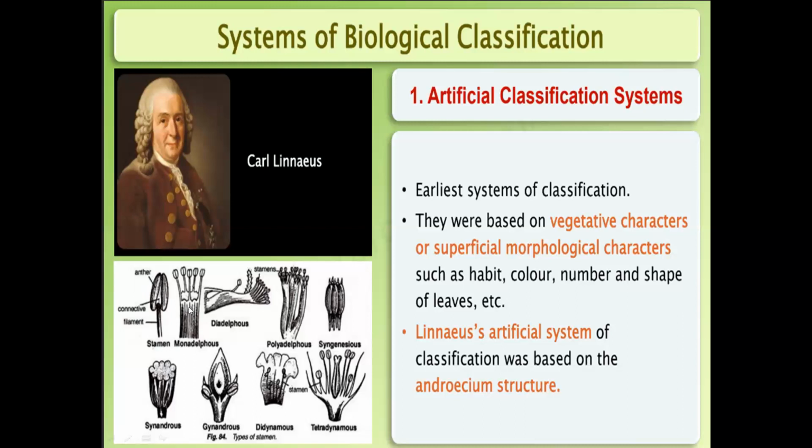Now it can be monoadelphous, meaning all the stamens are joined as one. Then we have diadelphous, where the stamens are in two groups. Polyadelphous means the stamens are in many groups. Then syngenesious, and so on. These are there.